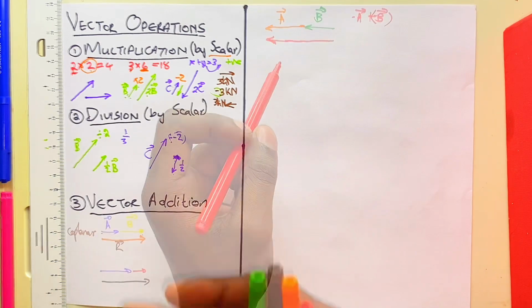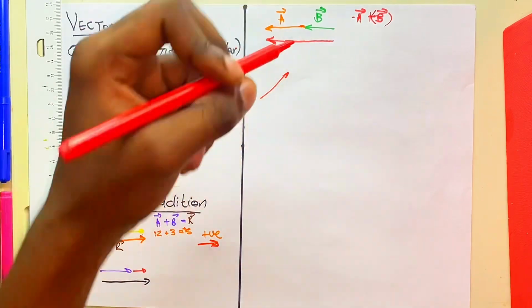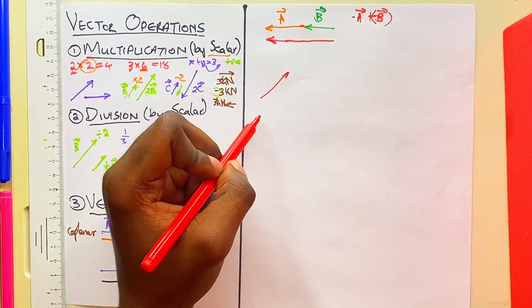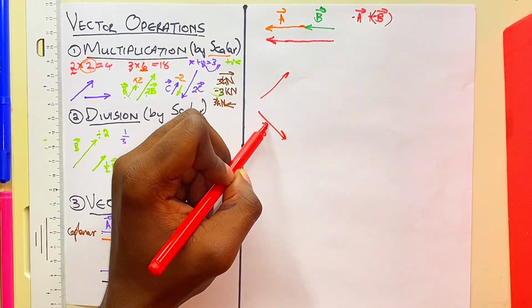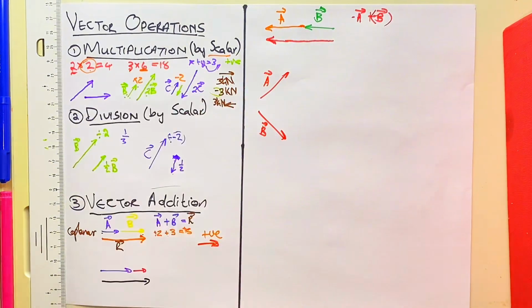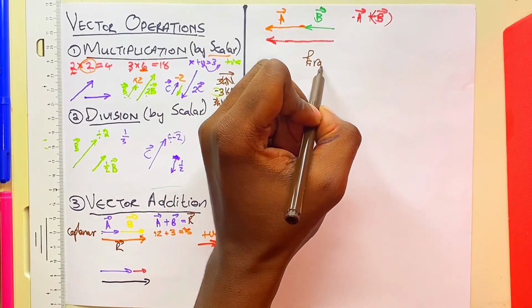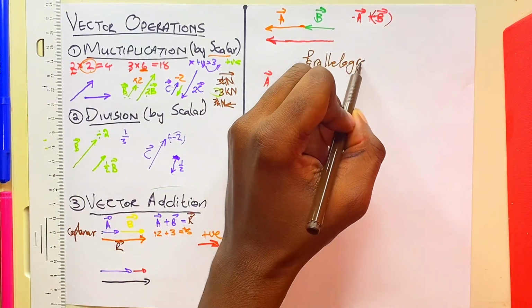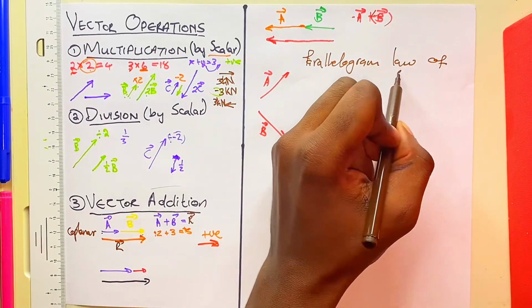What if you had vector A and you had another vector B, and they were not going in the same direction? How would you add the two vectors? We follow a law called the parallelogram law of addition.